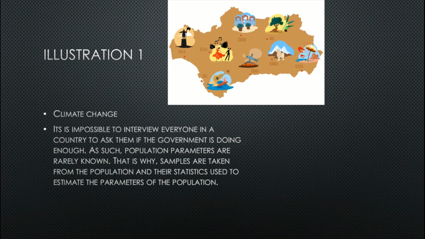Let us look at the first illustration where we are trying to find what the population of a country thinks about climate change. It is impossible to interview everyone in a country to ask them if the government is doing enough. As such, population parameters are rarely known. That is why samples are taken from the population and their statistics used to estimate the parameters of the population.